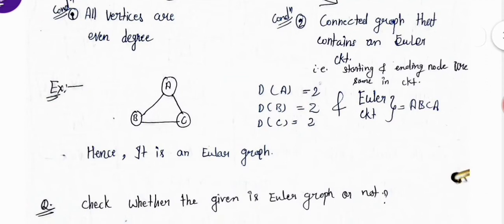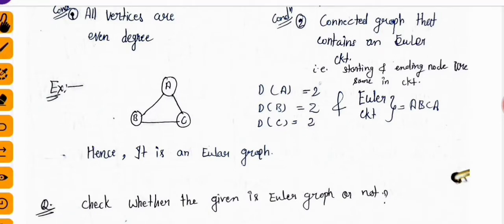So here the first example is given like that, and the graph is given here. Now the degree of A is 2 and degree of B is 2 and degree of C is also 2, means here the vertices are having the same degree, that is your even degree. So we say that it is your Euler graph. Why? Because here the degree is even plus here a circuit is also made, means here A, B, C, A, means the ending and starting node is the same in this circuit. So this is your Euler graph.